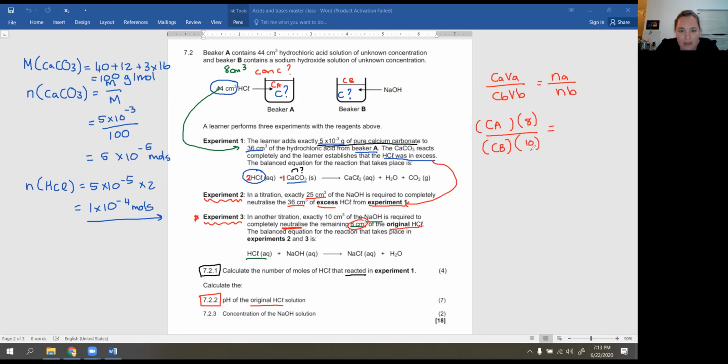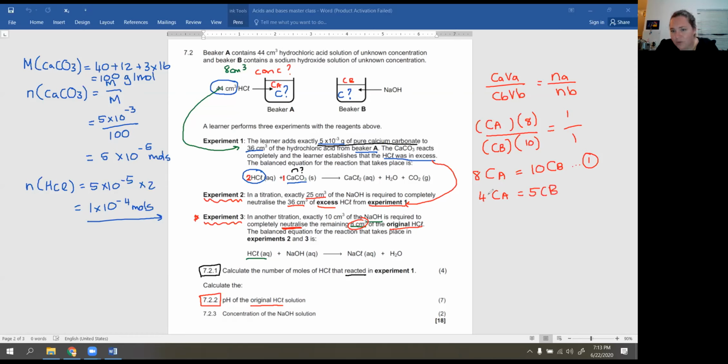And if I look at this equation, it's 1 to 1. So therefore, from that, I can see that 8 times the concentration of the acid is equal to 10 times the concentration of the base. If you want to be good with your maths, you can then neaten this up a bit and say that the concentration of the acid to the concentration of the base is in a ratio of 4 to 5. There we go.